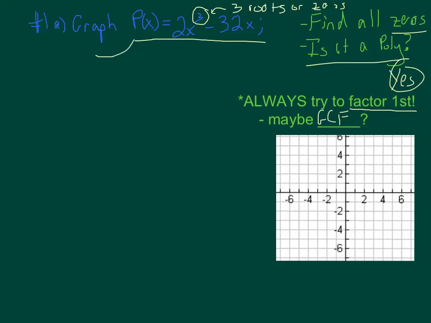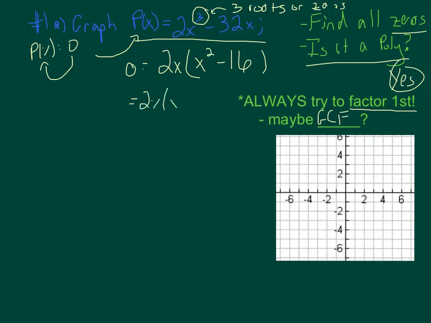So, to find the roots, we have to set P of x equal to 0. In other words, replace P of x with 0. In other words, set y equals 0. And you know what? There's a GCF of 2x. Pull it out, set it out front. That leaves you with x squared minus 16. All I did was divide by 2x. Well, that factors even further because x squared minus 16 is a difference of squares. That becomes x plus 4 and x minus 4.